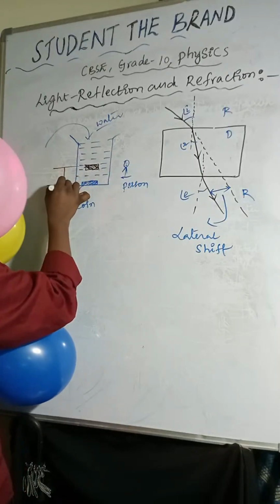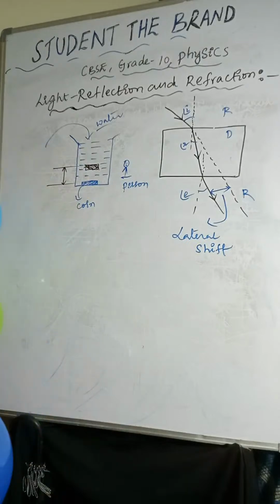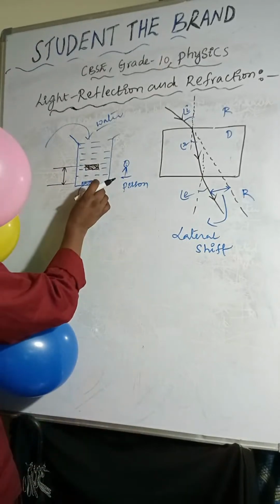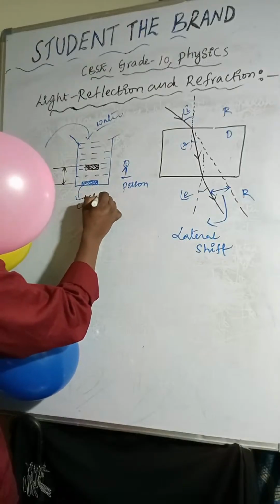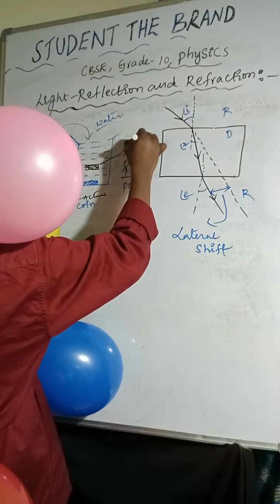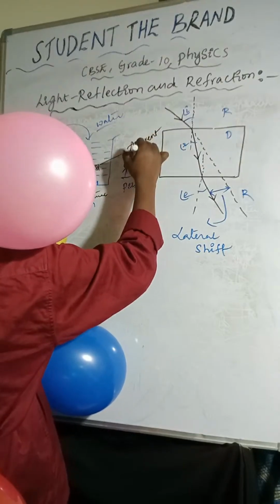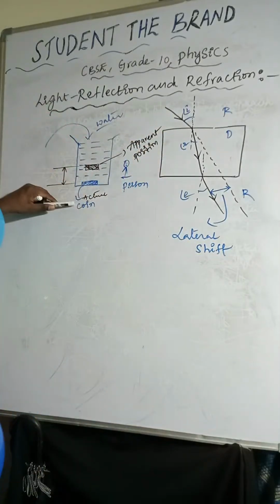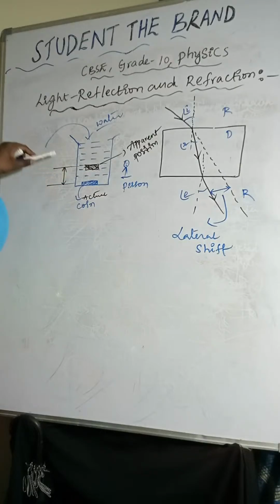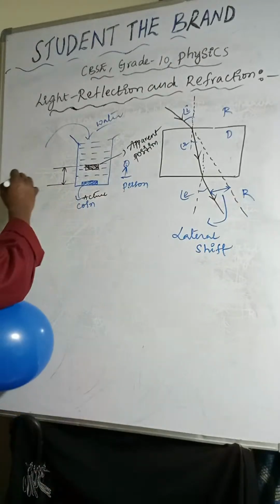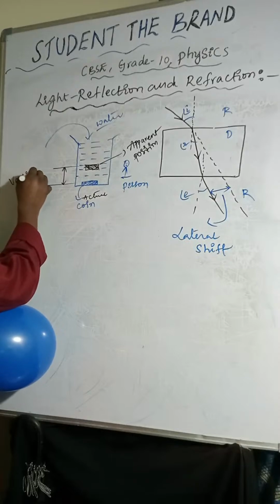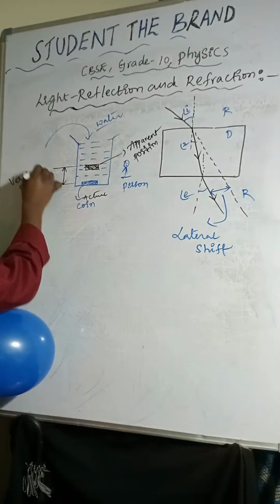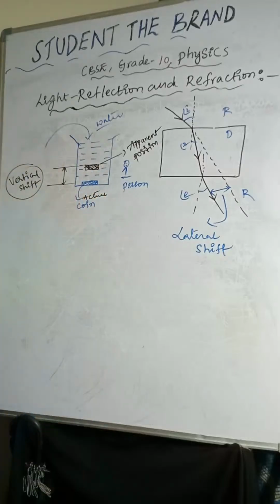So this is the actual position of the coin, and this is the apparent position of the coin. The vertical distance between the actual position and the apparent position of the coin is called vertical shift. I hope it is very clear.